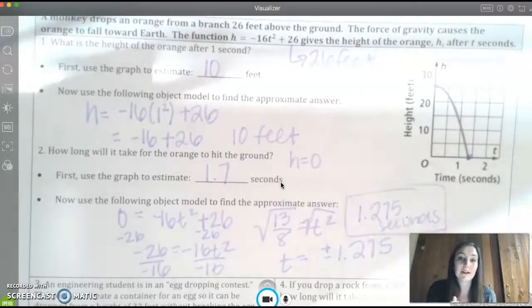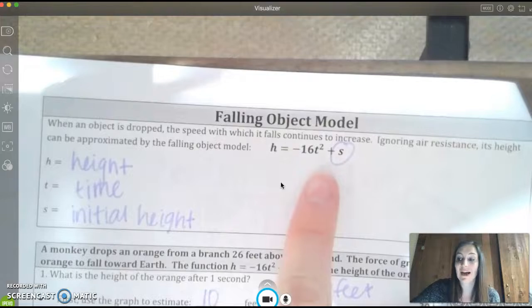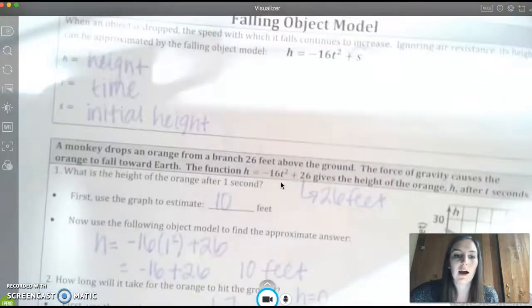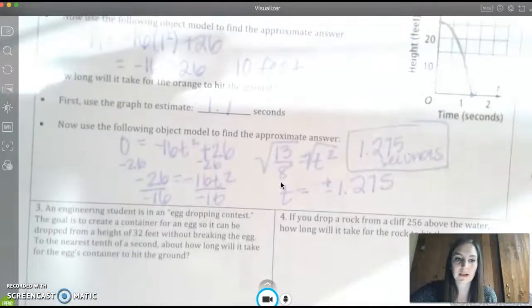Again, only the positive. And one thing I want to mention is that this equation up here, h equals negative 16t squared plus s, this is only if an object is dropping. We're going to talk later about what happens if you throw an object, because that's going to be affected by gravity a little bit differently. So let's try a couple more examples here.